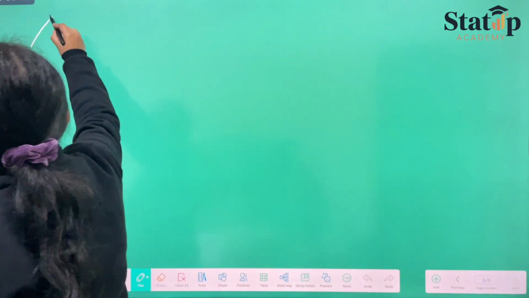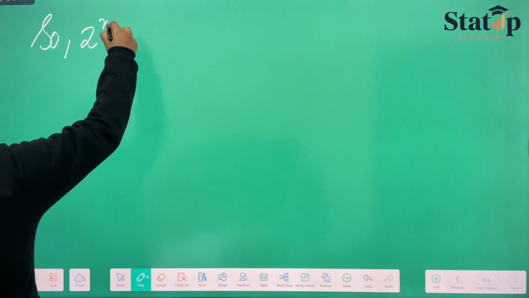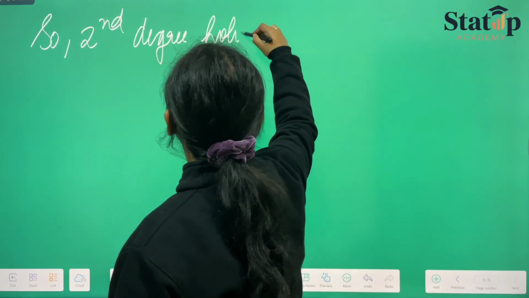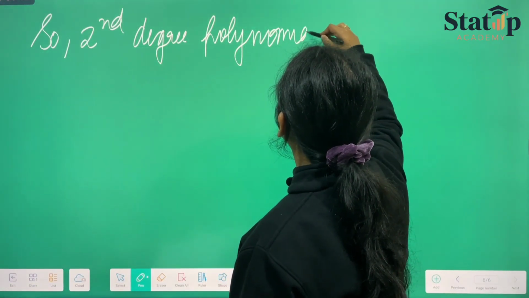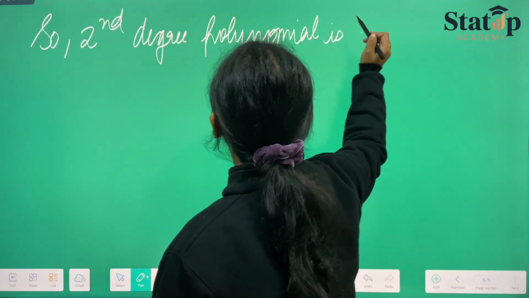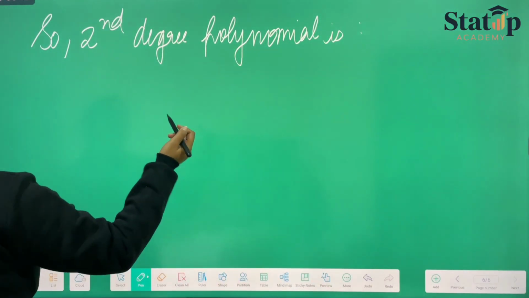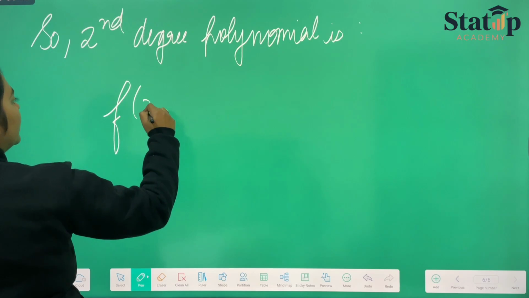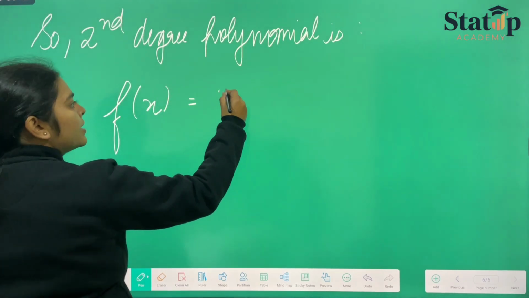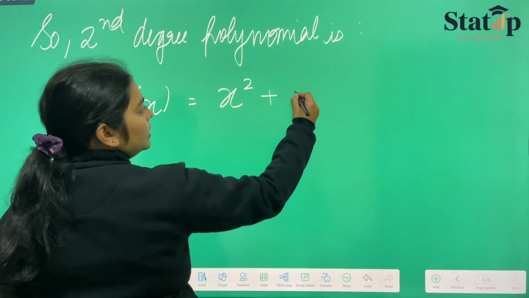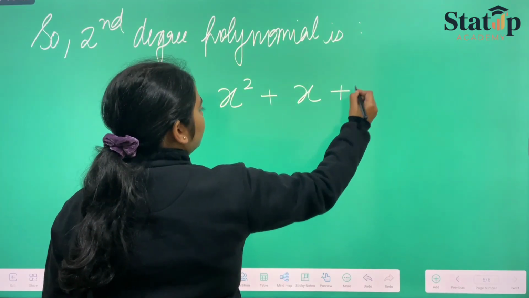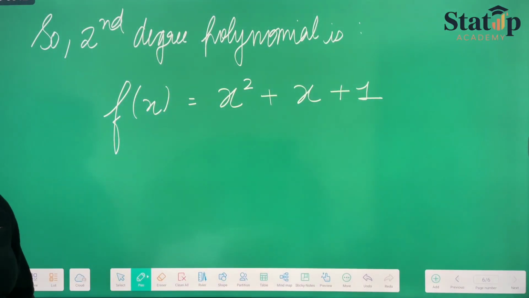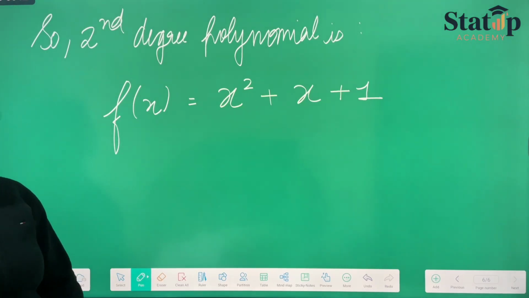So what is our second degree polynomial? Our second degree polynomial is f(x) equals to ax square, a is 1, so x square, plus bx, b is 1, plus x, plus c, which is also 1. This is our final answer. This is how we calculated in the exam.